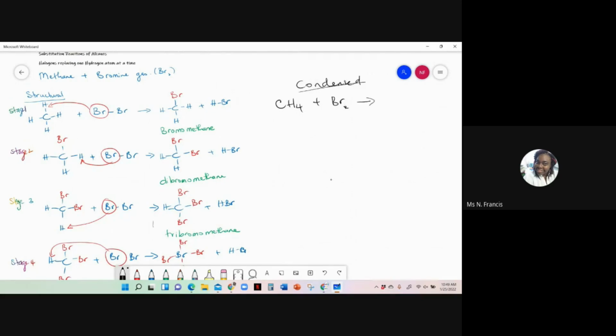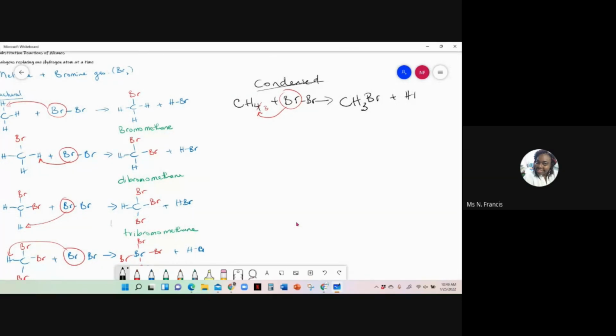So what is going to happen now, ladies, right? My condensed, look at it. I have 1 carbon, 3 hydrogens, and a bromine. Remember I have CH4, and if a single bromine atom is going to replace 1 of my hydrogen atoms, this is going to leave me with 3. So this is my condensed CH3Br, and then I have HBr over here. All right, same name. So this is my stage 1.